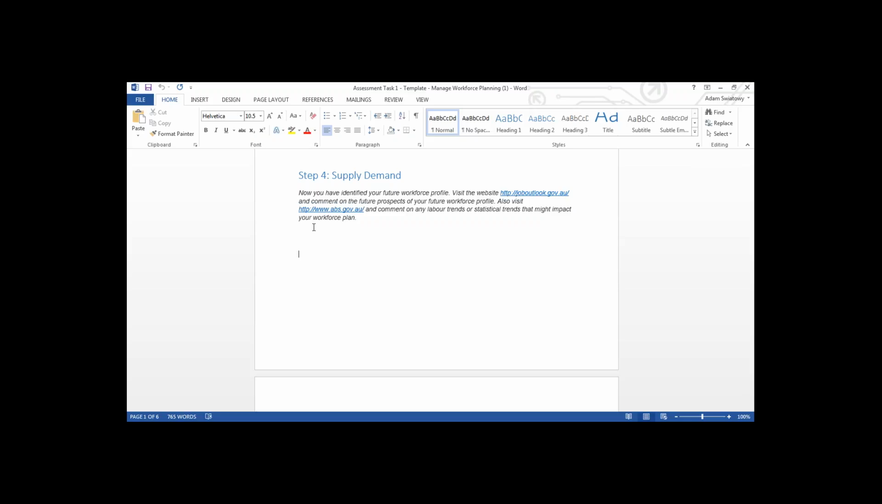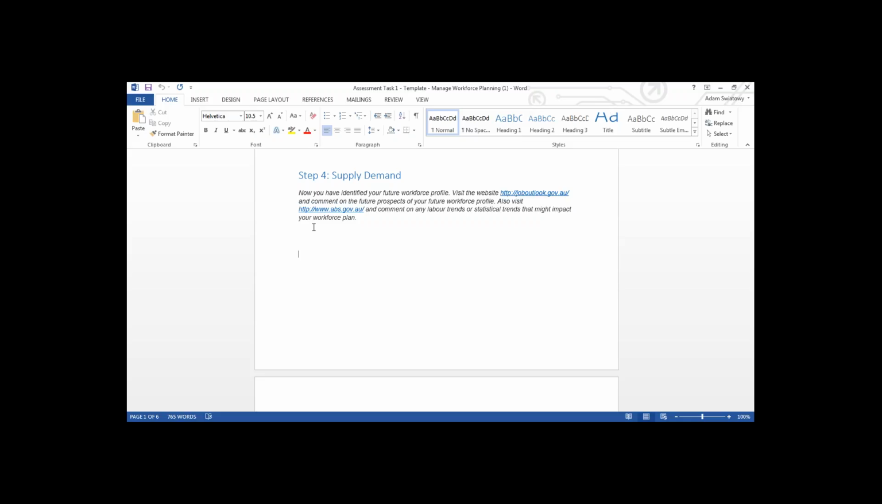I actually want you to go and identify or look for that particular occupation through joboutlook.gov.au. We went through this actually on one of the resource support sessions, and I want you to comment on the future prospects of that particular role. So what are the future job openings of that role? Is it going to be something which is easily filled or not? And that's what we're really wanting to work out here.